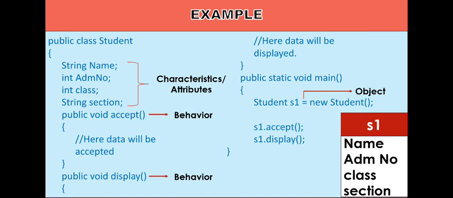Look at the example. We have created the S1 object from the class student. Now what is the data type of S1? The data type of S1 is student. S1 is created from the student, so S1's data type is student.